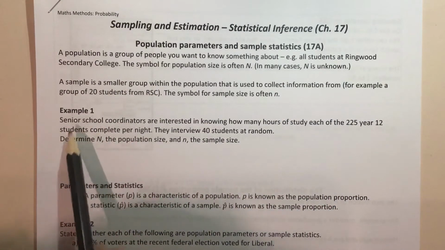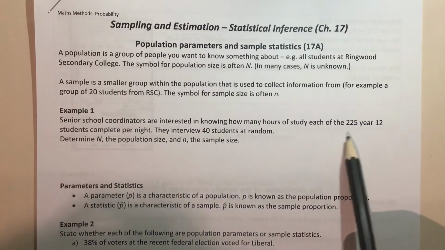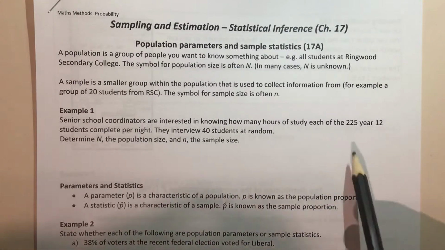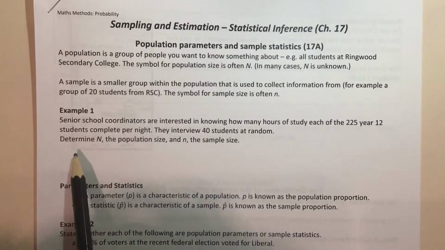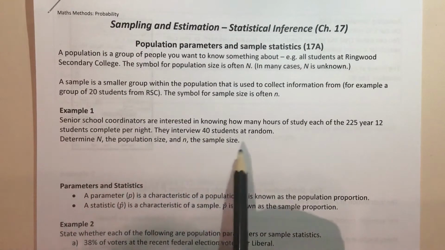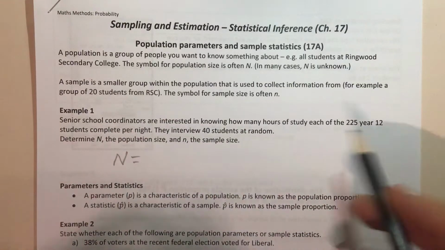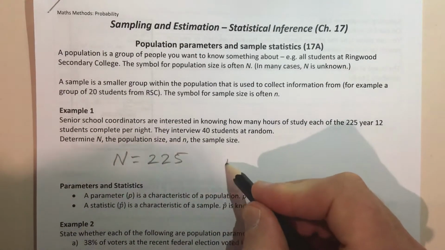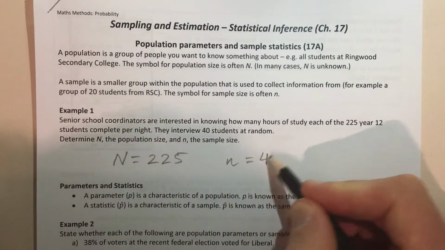In this example, senior school coordinators are interested in knowing how many hours of study each of the 225 Year 12 students complete per night. Maybe they don't have time to ask all 225 students, so they interview 40 students at random, and we have to determine the population size and the sample size. Big N is the population: there are 225 Year 12 students in total. Little n is the sample size, and we took a sample of 40 students.